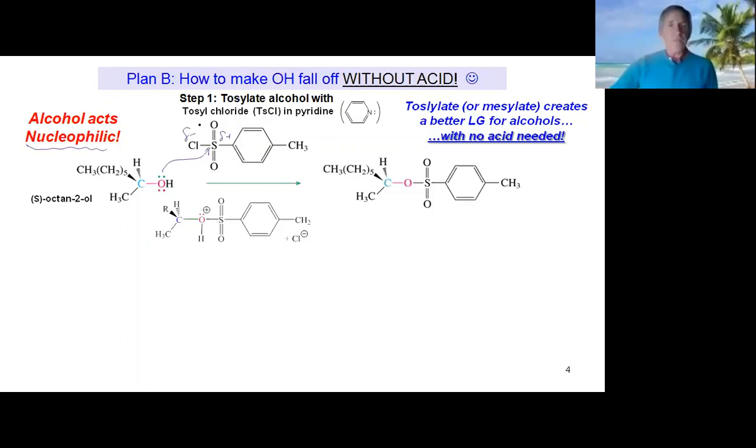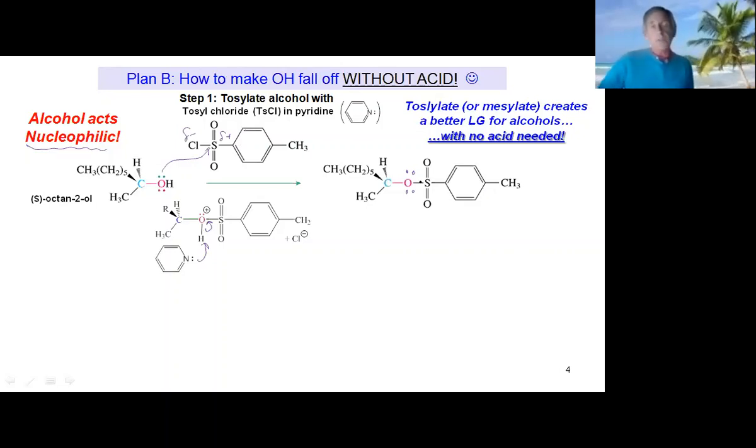Now the H is not falling off. It's very important that you don't just have this H fall off willy-nilly whenever you want to, because alcohols are not acidic. So what happens is the alcohol acts as a nucleophile on the tosyl chloride, and then it's sitting in pyridine. What's pyridine for? Pyridine is awesome at this point because it is an organic base that can come up and help abstract that proton and give the oxygen its lone pair back to create this tosylated product. And now it has all of its lone pairs. And I have a tosylate.